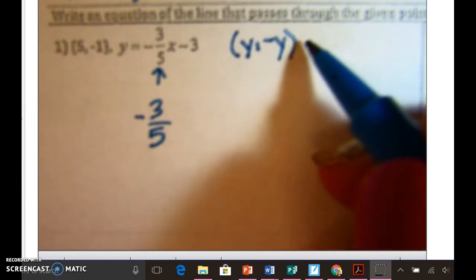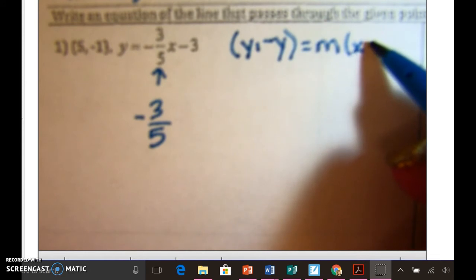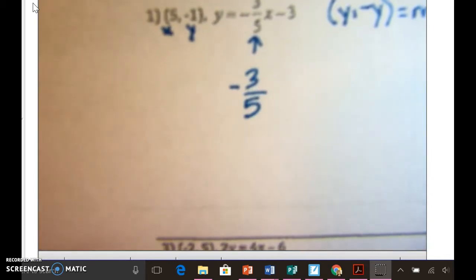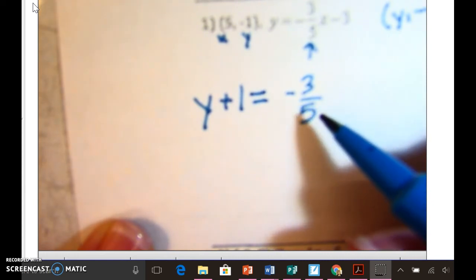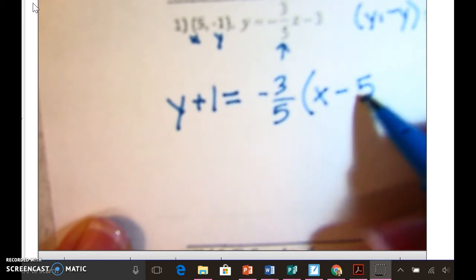Just as a reminder, point slope form is y minus the y of your point equals m, which stands for slope, and the x minus the x of your point. So we're going to use the x and y of the point we want it to go through. So we'll do y minus -1, and if you're subtracting -1, that's the same as adding 1, equals m, the slope is going to be the same, x minus the x of your point, which is 5.